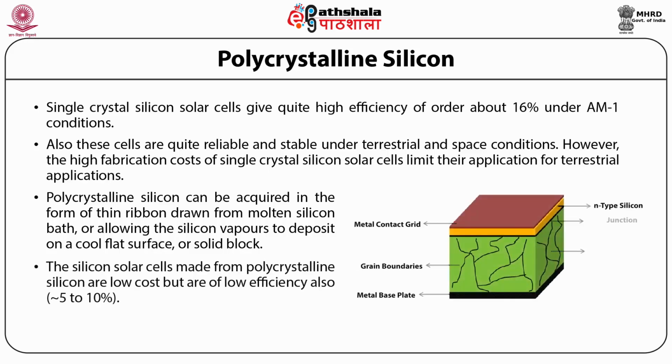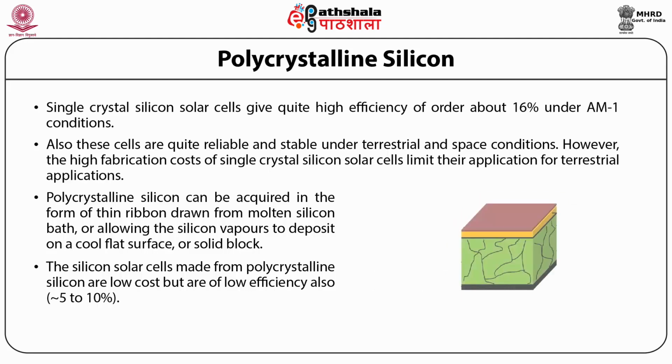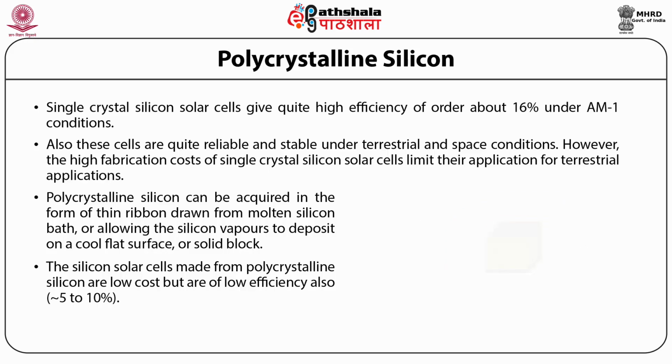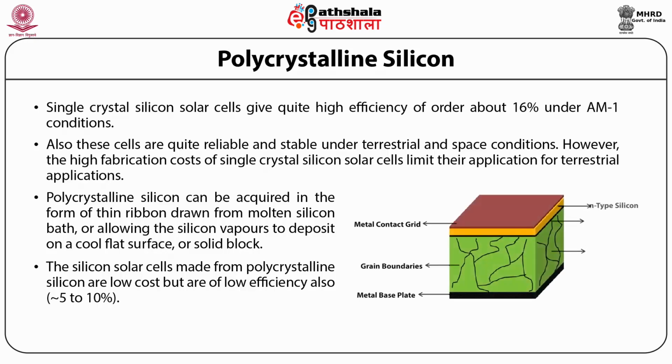The silicon solar cells made from polycrystalline silicon are low cost but are of low efficiency, around 5 to 10%. Significant losses of photo-generated electron-hole pairs occur at the grain boundaries, and this is known as short circuiting.